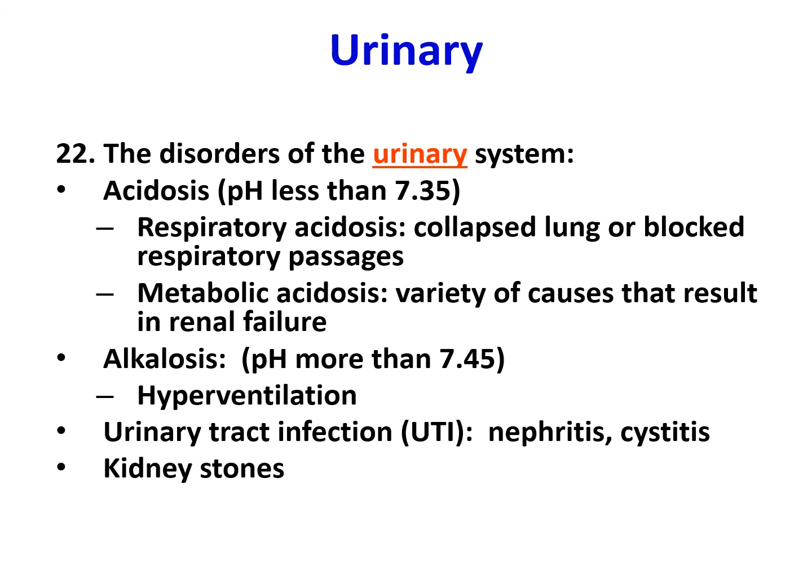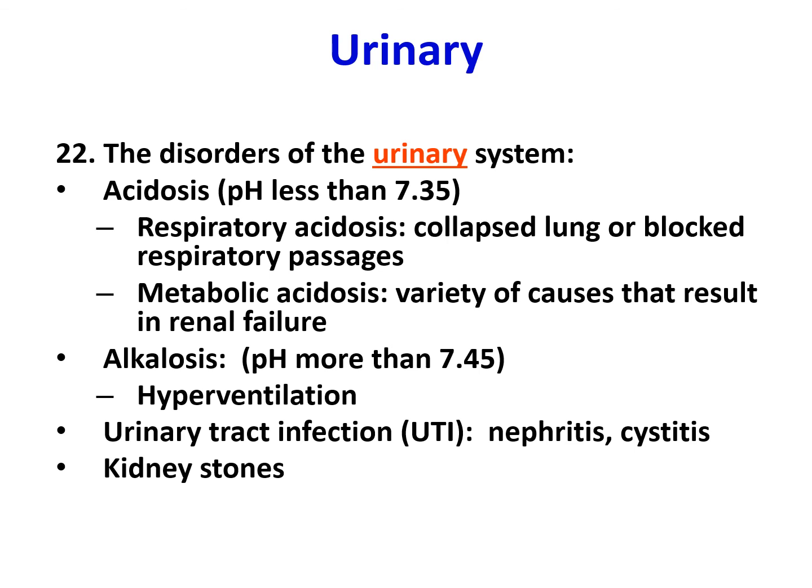Okay, moving on to the urinary system. So, disorders of the urinary system. We have acidosis. You have respiratory acidosis, which usually goes along with a collapsed lung or a blocked respiratory passage. Because you're not breathing in properly, it can cause the pH to drop below 7.35, and you can be in acidosis. That can come from respiratory acidosis or metabolic acidosis, which has a variety of causes, and it can result in renal failure.